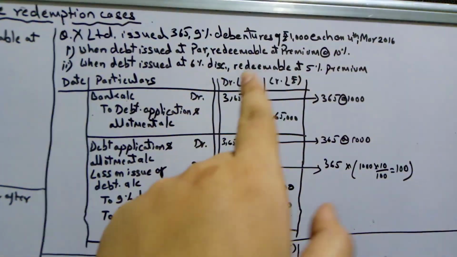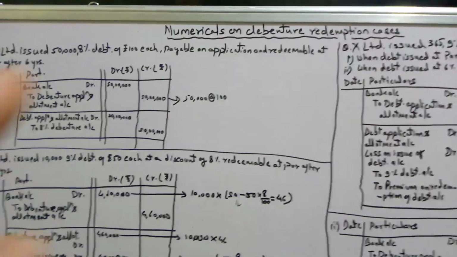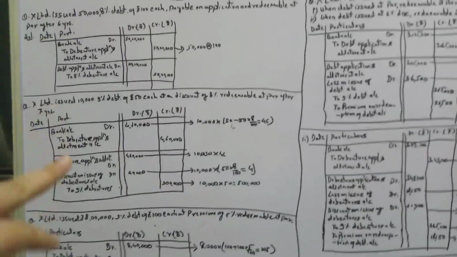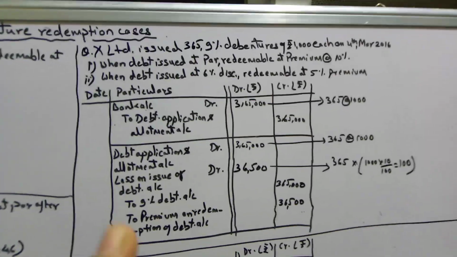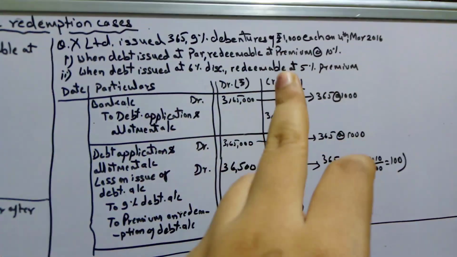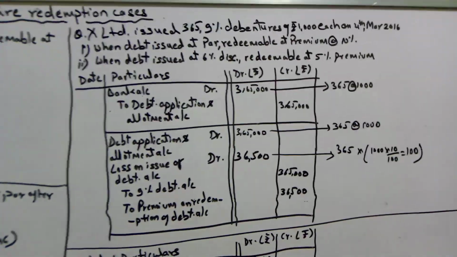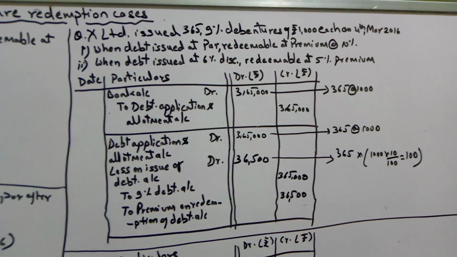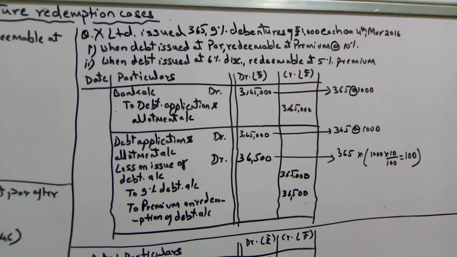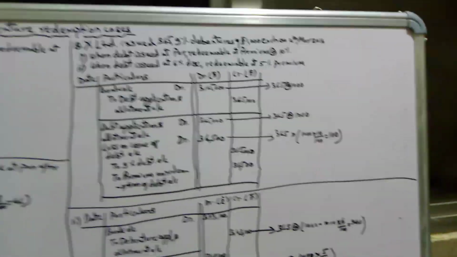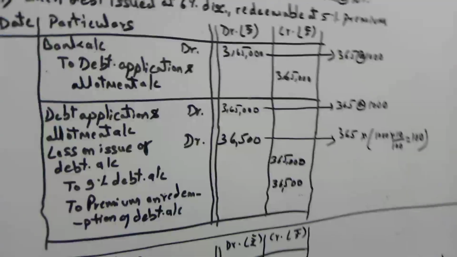Second entry, now it is redeemable at premium. Till now we have seen all three cases: issued at par, issued at discount, and issued at premium. But in all three cases the redemption is at par. This is the first case where it is issued at par and redeemable at premium. So remember one thing: when you are redeeming at premium, you are paying the premium, so this time the premium is a loss, right? It is not a gain because you are paying it. So let's look into the entry.